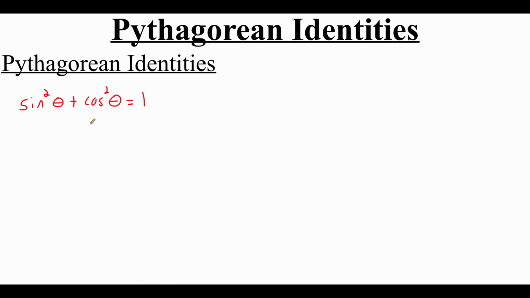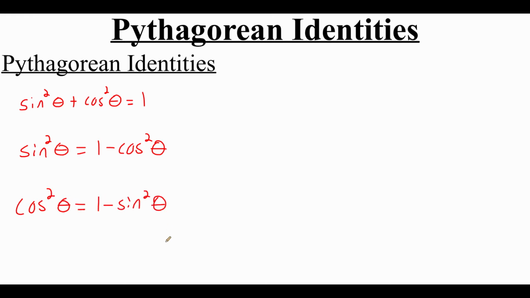And like I said, we're going to be able to rearrange this equation to come up with other Pythagorean identities. So one way that I could rearrange this equation is by subtracting the cosine squared over to the other side. And if I did that, then my equation would say sine squared of theta equals 1 minus cosine squared of theta. A different way that I could rearrange this top identity would be to subtract the sine squared over instead. Then my identity would say cosine squared of theta equals 1 minus sine squared of theta.